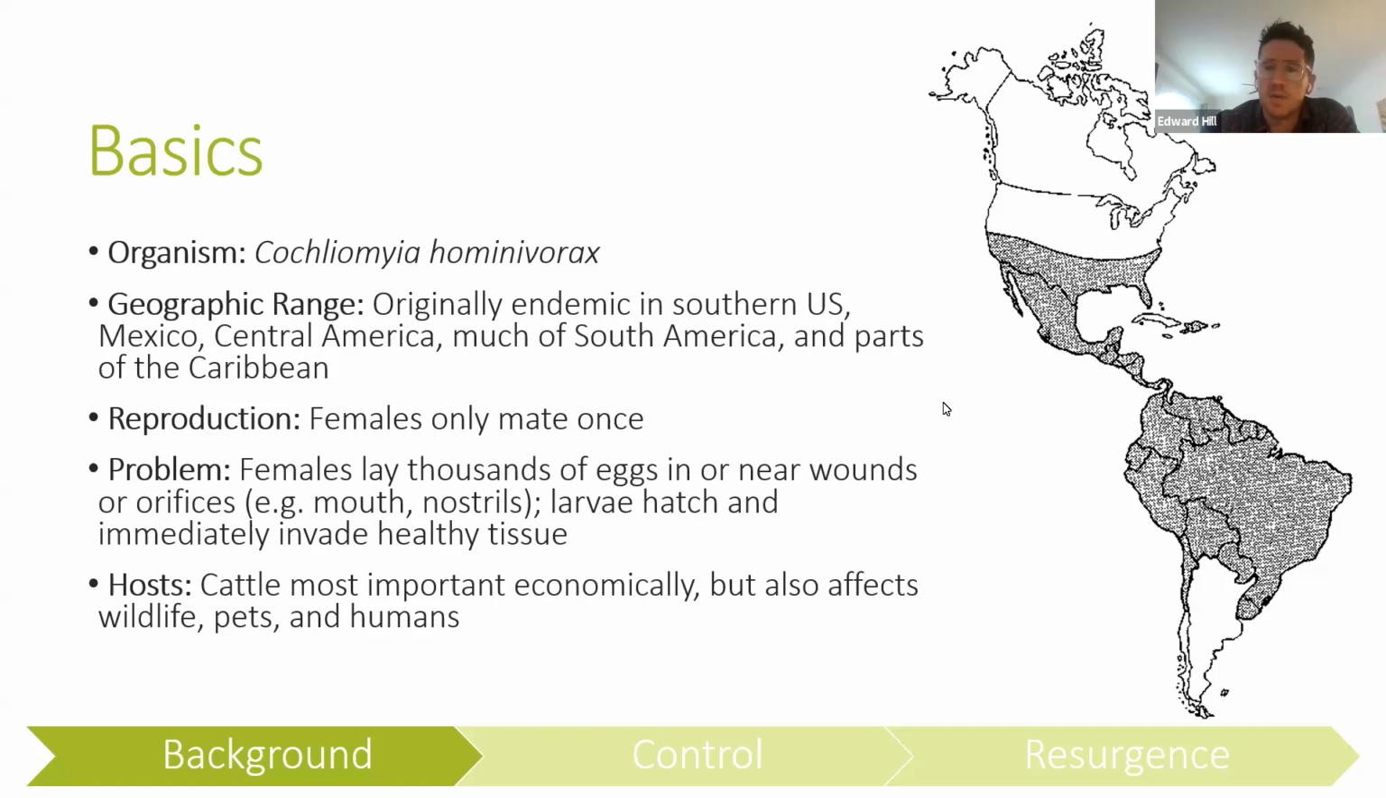And this is distinct from almost all other fly diseases, which generally invade non-viable tissue, but we're talking about healthy tissue in this case. The New World screwworm is primarily a livestock pest. It mostly affects cattle, but it also affects other wildlife, like deer, pets, and also humans as well.